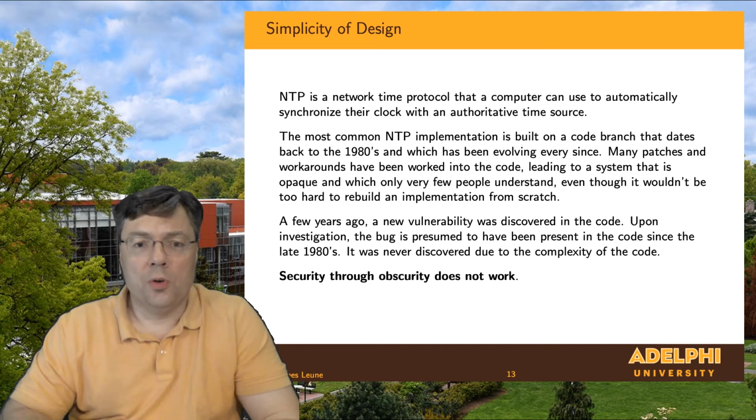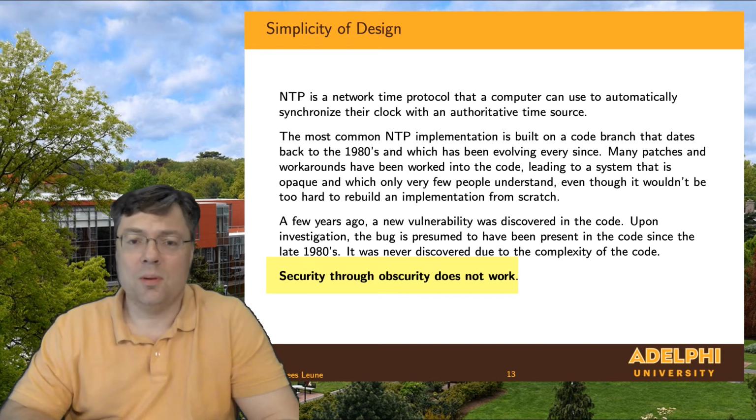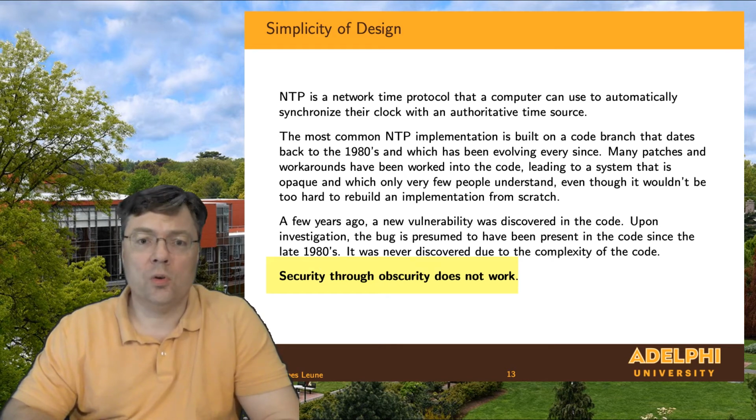Security through obscurity does not work. Sometimes we'll see that deliberate efforts are being made to make a system less transparent. And the idea is, well, if no one knows how it works, it has to be more secure. It's not the case. Never try to improve your security by making things less transparent. It just does not work. In the long run, it will always come back to cause a problem.